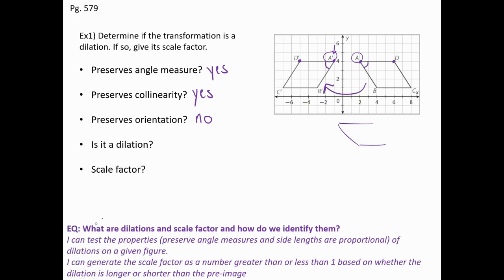The image here, the copy, the end result has been flipped over. It's some kind of reflection. So the answer there is no. So is it a dilation? Because we had a no, then it is no, it's not a dilation because we didn't preserve orientation. And so then we are not going to worry about scale factor because it's not a dilation.